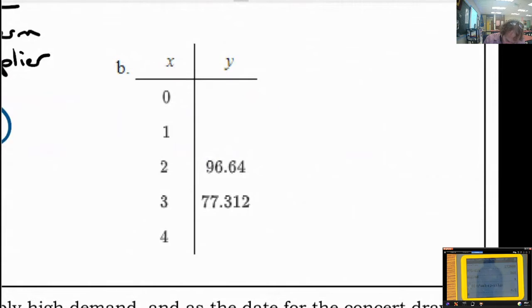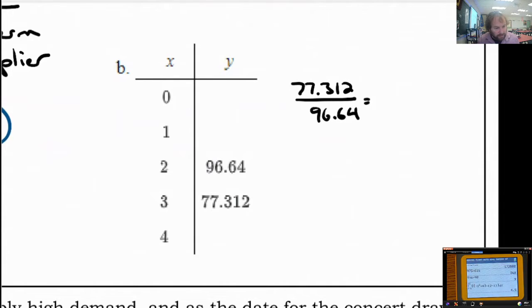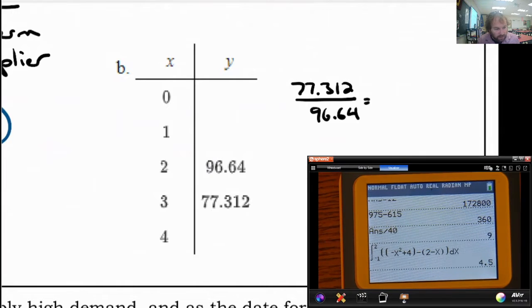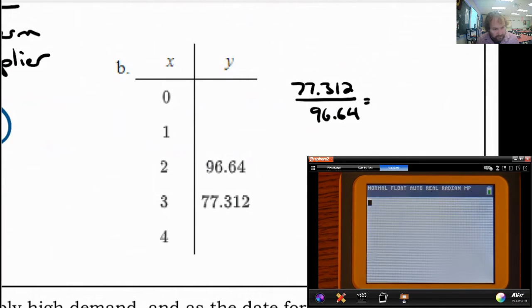So to find the multiplier, we're going to need to take 77.312 and divide by 96.64. For that, we're going to grab a calculator. I'm going to make my calculator cam nice and big here. I'm going to clear out everything else that's on there. 77.312 divided by 96.64. And that will give us 0.8, which I believe is a very solid multiplier.